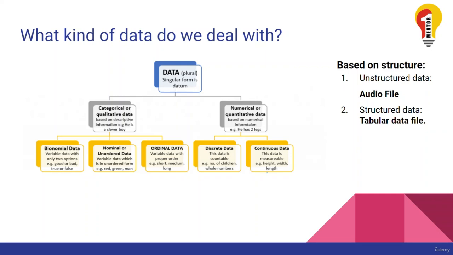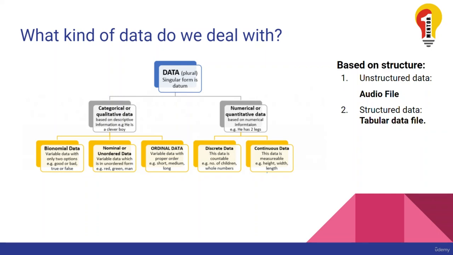Let's move on to categorical data. We have binomial data, we have nominal or unordered data, and we have ordinal data. The words might sound really confusing, but to be honest, they're really simple. So let's look at binomial data. The word bi means two here, and any answer or solution which only has two probable outcomes comes under this category.